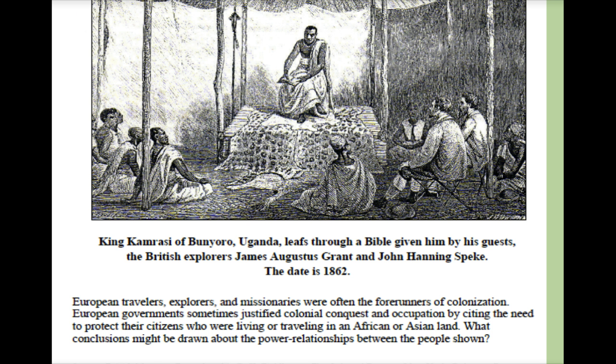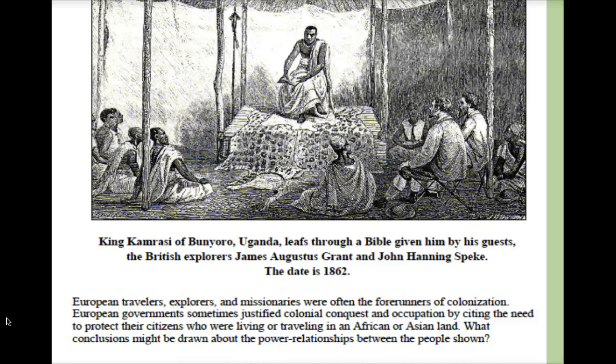Okay, so our first picture is a drawing from modern day Uganda. What we see is a monarch of Africa here who appears to be leafing through a Bible given to him by his guests, who are British explorers. So you have the names there, James Augustus Grant and John Hanning Speke. This picture comes to us from 1862, so it's the earlier end of our era of imperialism.